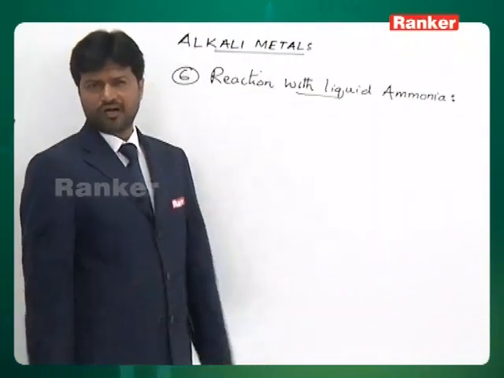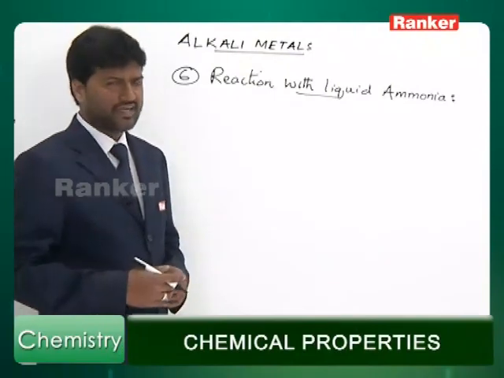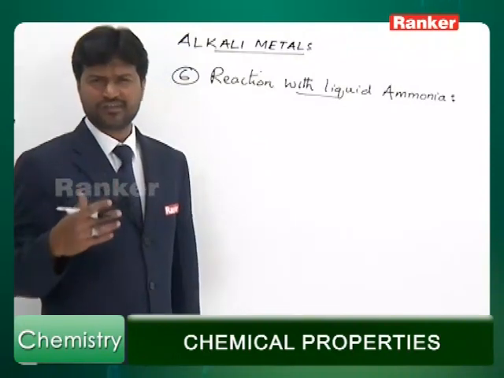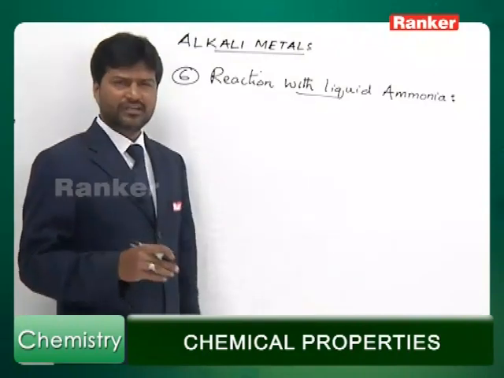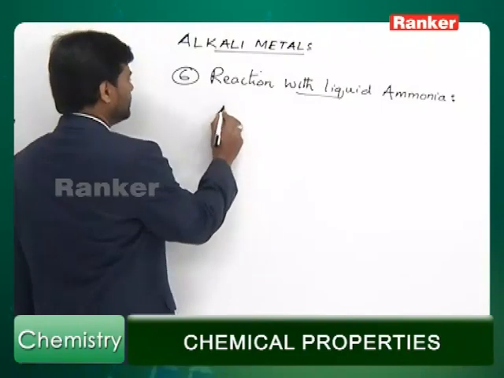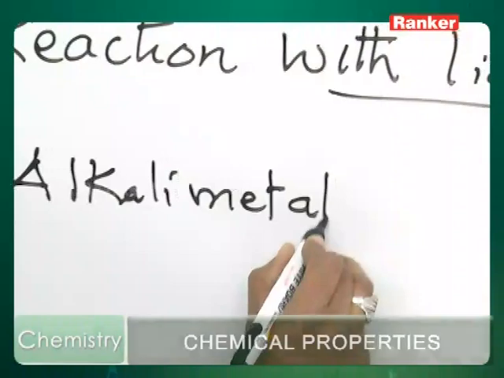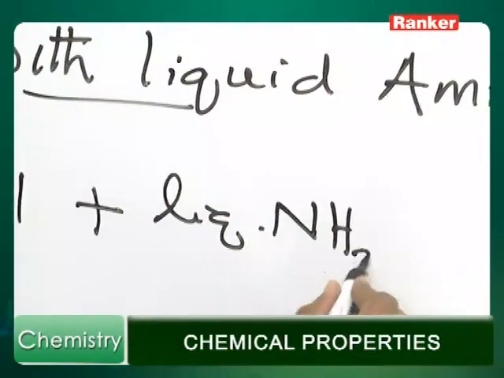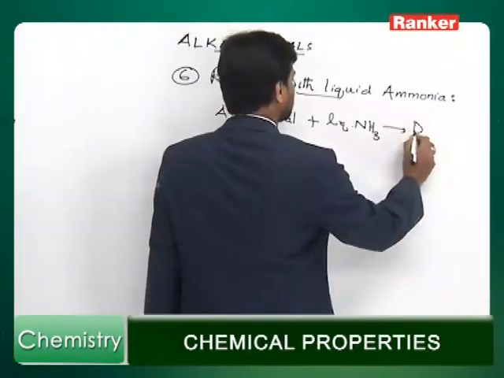Let's now talk about how they react with liquid ammonia. Ammonia, you know, is a gas, but if you cool it and compress it at a temperature below -33 degrees Celsius, it exists as a liquid. So, when an alkali metal is mixed with liquid ammonia, what happens? Remember, alkali metal plus liquid ammonia. What you get is a deep blue colored solution.